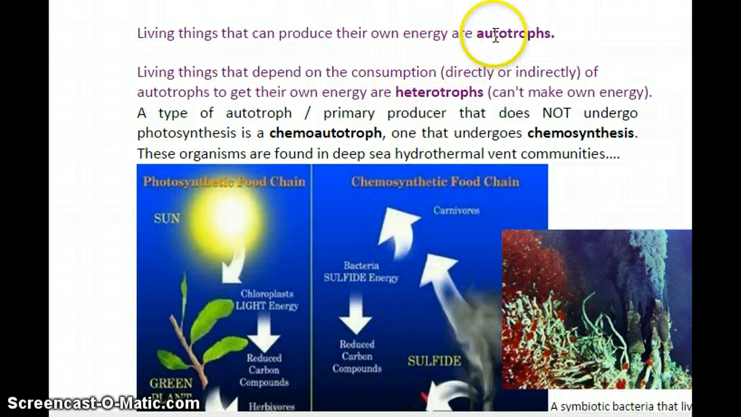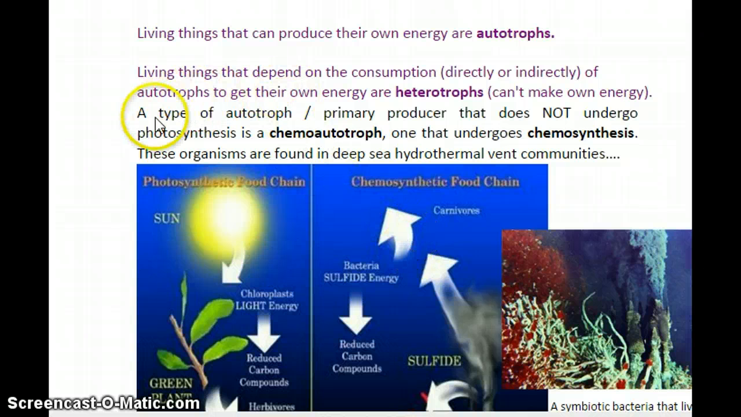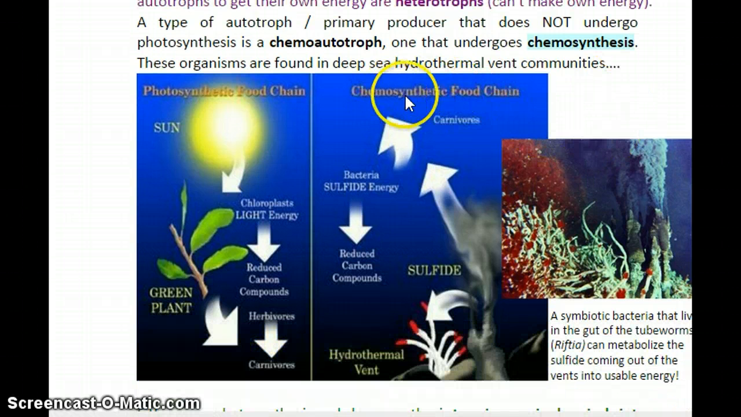So a couple more terms. Living things that can make their own energy are called autotrophs. So that would be plants and algae. And in the case of hydrothermal vents down here, that would be the bacteria that live in the gut of the tube worms. And this is pretty amazing. This process is called chemosynthesis. It's not photosynthesis, it's chemosynthesis. Photosynthesis is where you have sunlight, hence the word photo. In chemosynthesis, they use chemicals instead.